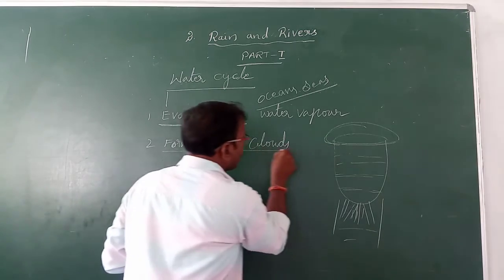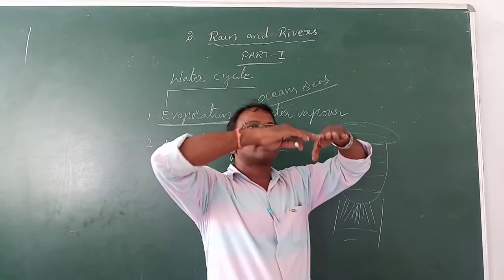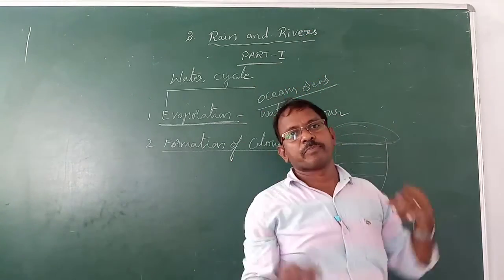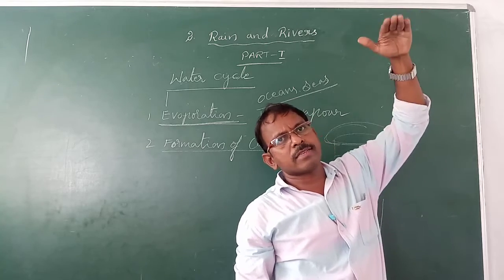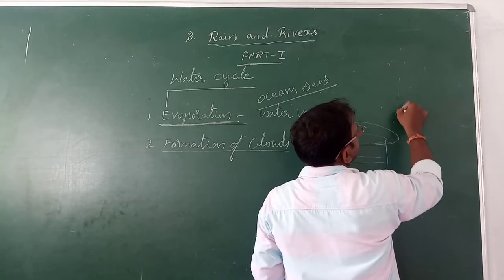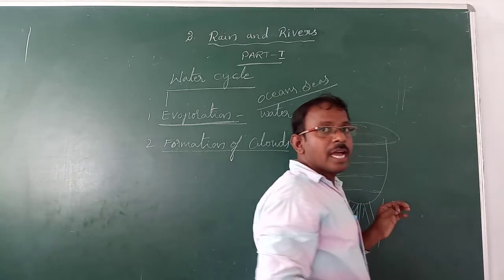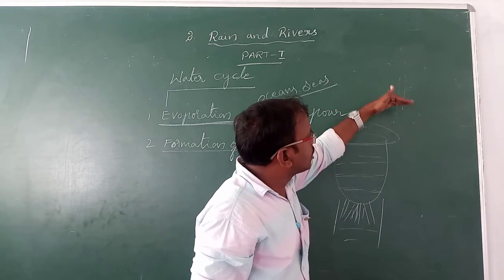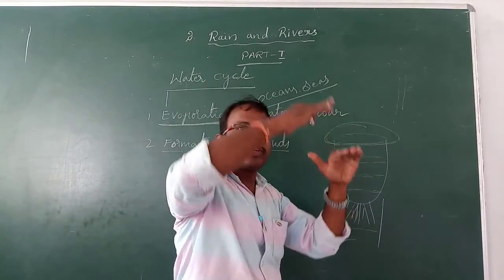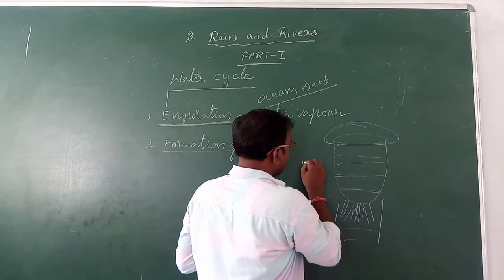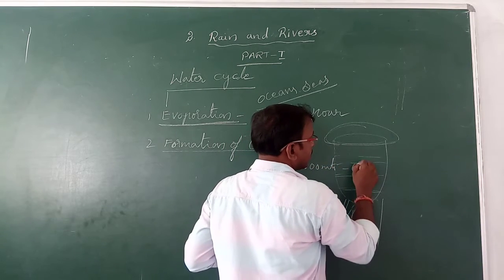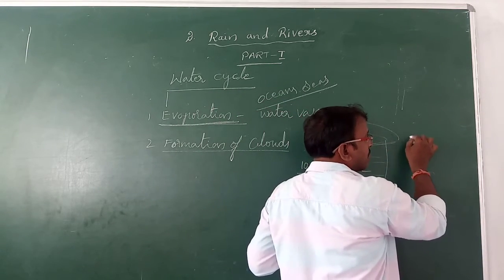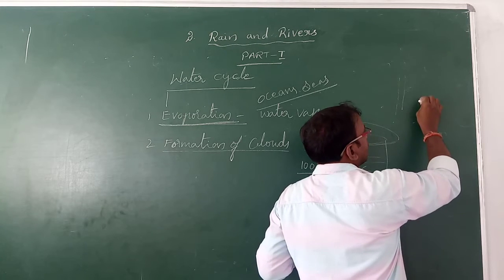After evaporation, the water vapor rises and mixes with hot air, and it reaches into the sky. It rises because of the heat, some distance, to the highest place. Then what happened? It will cool down. When you go higher from sea level, the temperature gradually decreases. If you go 1000 meters higher, the temperature decreases by 6 degrees Celsius. So when the water vapor mixes with hot air, it keeps rising up.